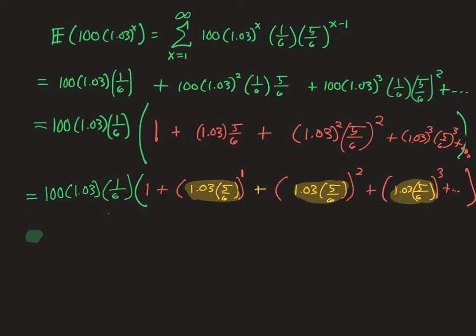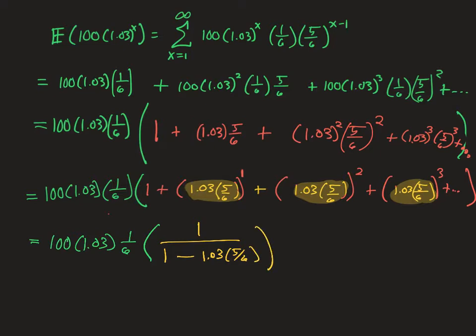So when we apply our geometric series formula, we'll have 100, 1.03, 1/6, and then this inner piece is going to simplify to 1 over 1 minus the term that we keep raising to higher powers. So this will be 1.03 times 5/6. Now we could jump to our calculator and figure out what this is approximately equal to, and we'll get about 121.18.